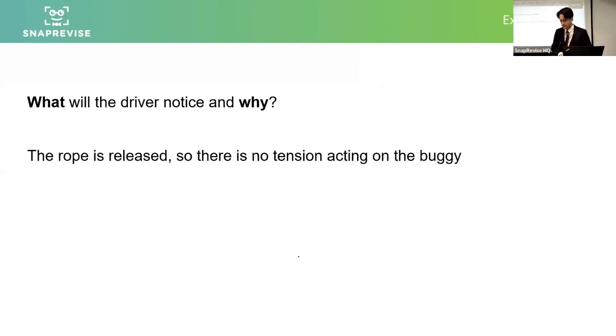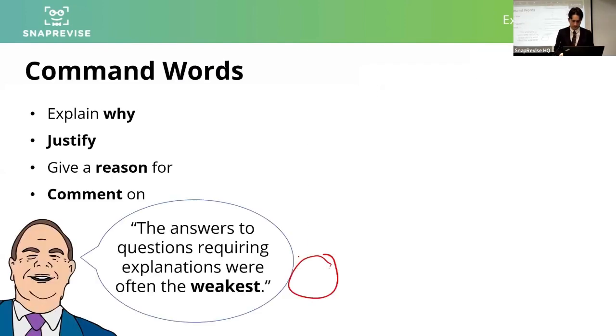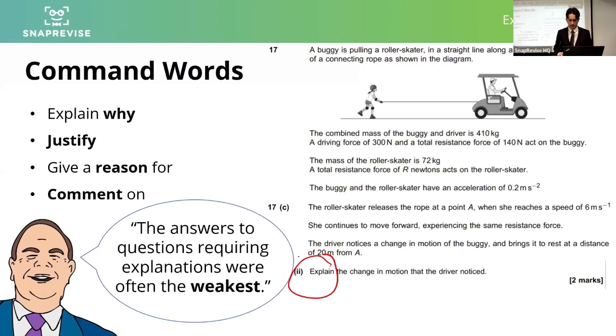So we really should describe everything that's happened. Let's go back to the question so that we're actually doing this properly. A buggy is pulling a roller skater in a straight line along a horizontal road. The combined mass, driving force and the resistance are given. And so you do this whole question, find the acceleration.